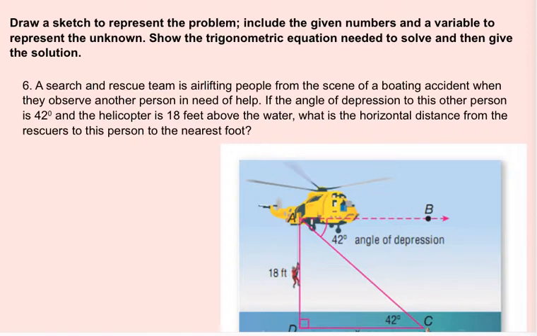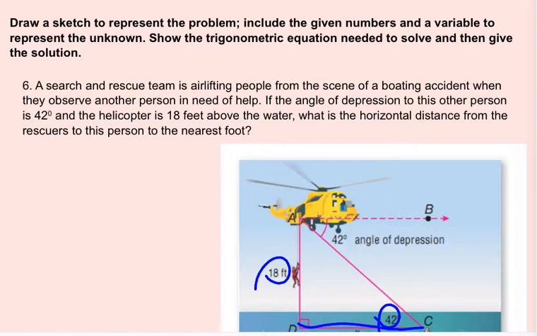All right, a search and rescue team is airlifting people from the scene of a boating accident when they observe another person in need of help. If the angle of depression of this other person is 42 degrees and the helicopter is 18 feet in the air, what is the horizontal distance from the rescuers to this person, to the nearest foot? So this is 42 degrees. He's 18 feet in the air.